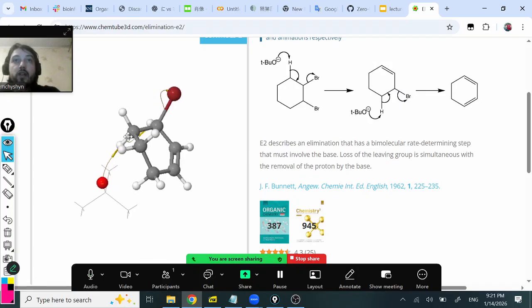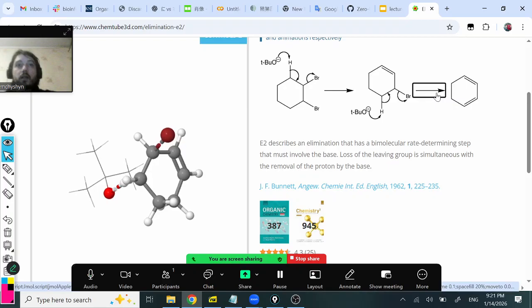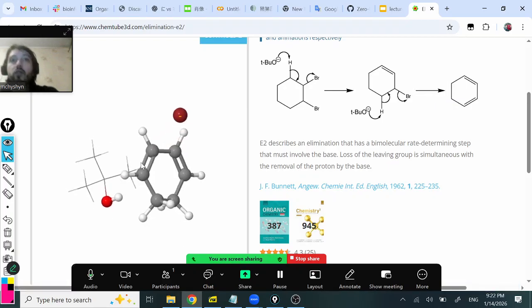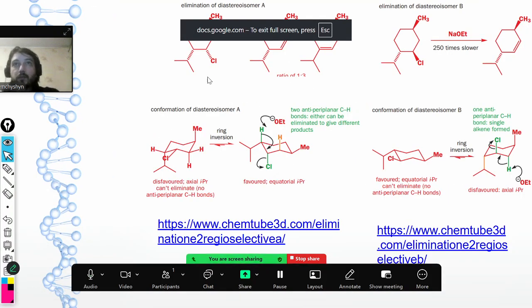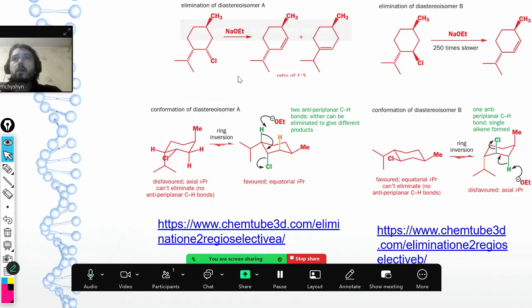Now we can do the same, but once again we need a suitable configuration when the hydrogen atom and this bromine are basically on one line. And here we are eliminating that and creating a double bond. So good. Here are some more examples of the elimination.